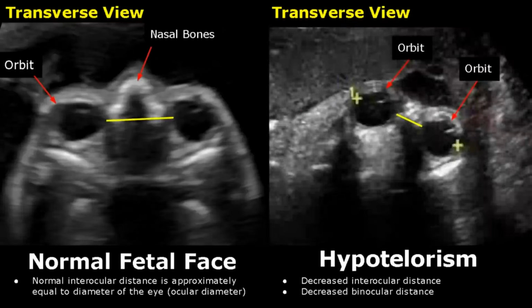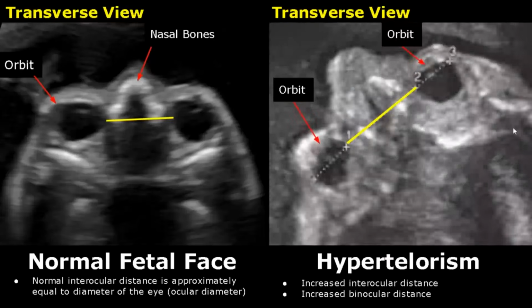The distance between the medial canthi of both the orbits is called interocular diameter. This distance is approximately equal to the diameter of the eye. In hypotelorism, this interocular distance is decreased. Also, the binocular distance, that is the distance between the lateral canthi of both eyes, is decreased.